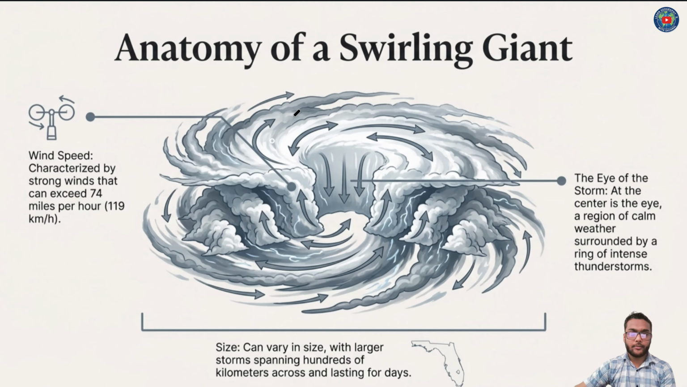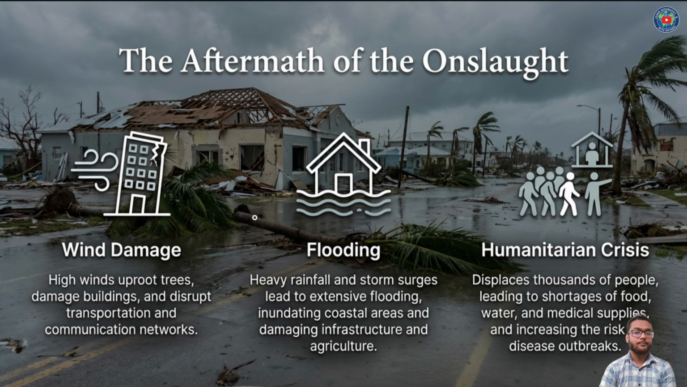Now, the mechanism of a cyclone. Wind speed: characterized by strong winds that can exceed 74 miles per hour, that is 119 km per hour. The eye of the storm: at the center is the eye, a region of calm weather surrounded by a ring of intense thunderstorms. Size: cyclones can vary in size, with large storms spanning hundreds of kilometers across and lasting for days. These are the mechanisms of a cyclone.